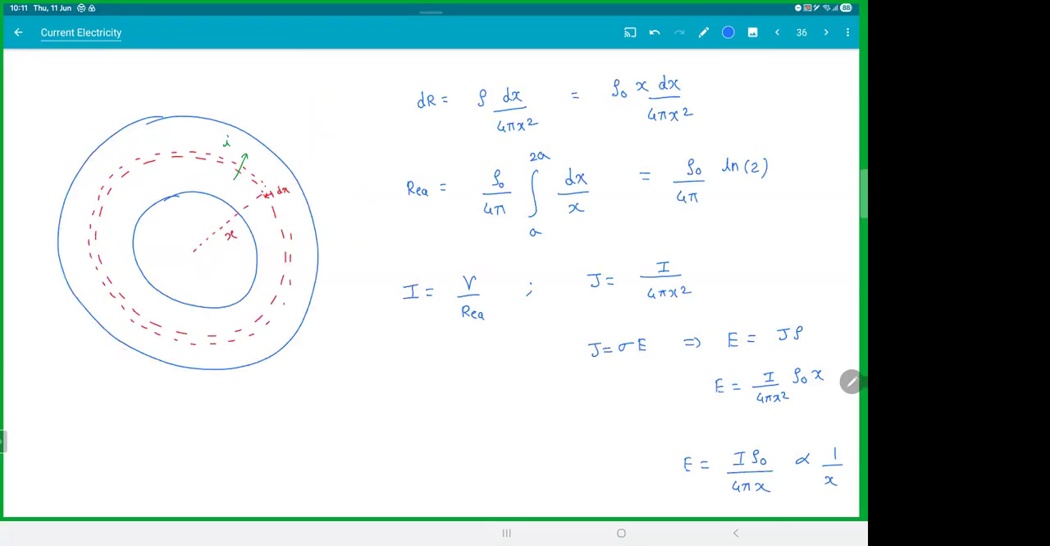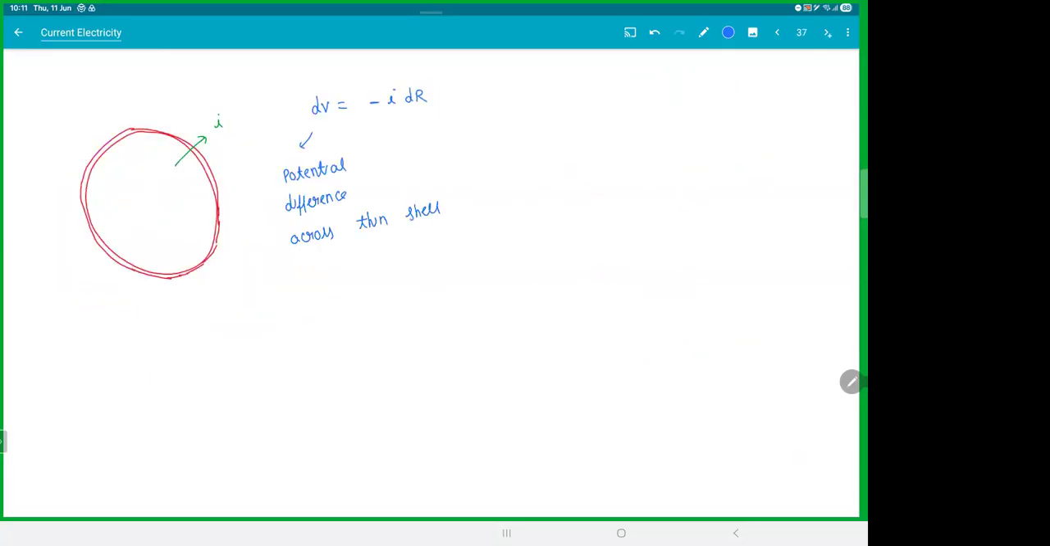I is constant. And what is dr? dr is this value, everyone. dr is rho naught dx by 4 pi x. That is your dr. So we get dV is equal to minus I rho naught dx by 4 pi x.